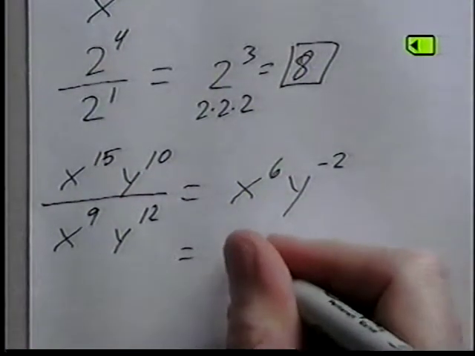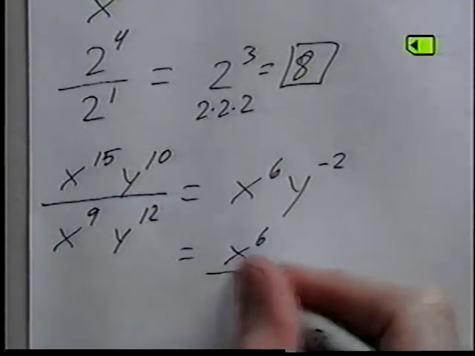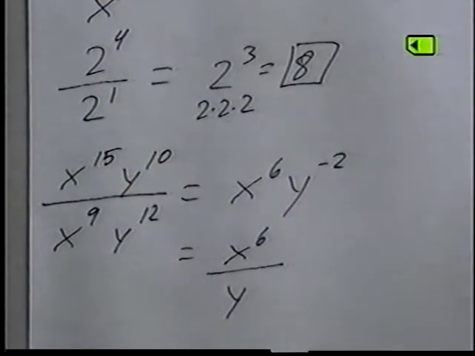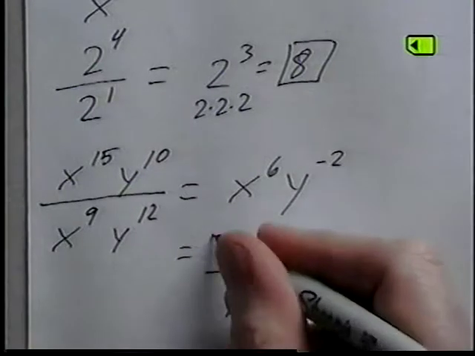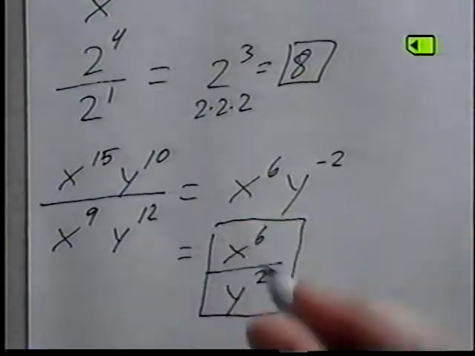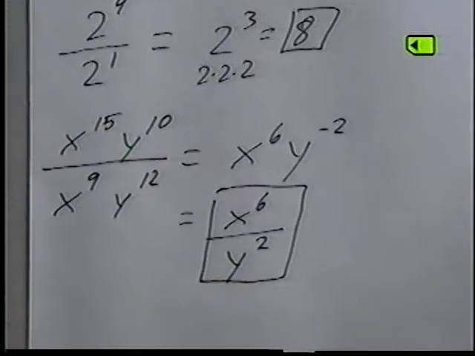Keep in mind, negative exponents you can simplify. X to the 6 stays the same. Negative exponents go to the denominator or bottom of the fraction. Negative 2 changes to positive 2. Final answer, x to the 6 over y to the second.